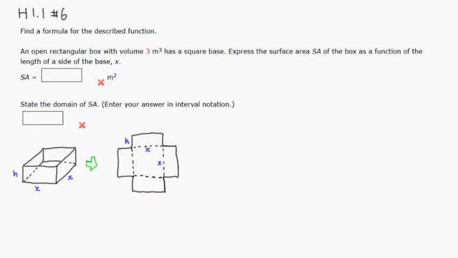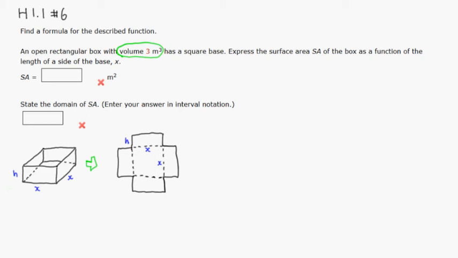You have an open box with a square base, and the volume is fixed at 3 cubic meters. So volume is fixed here. Then we want to express the surface area of the box as a function of the length of a side of the base x. So this is x right here. I'm going to call the height of the box h.